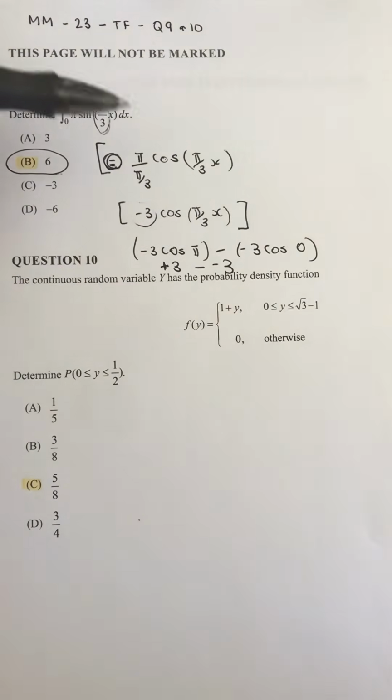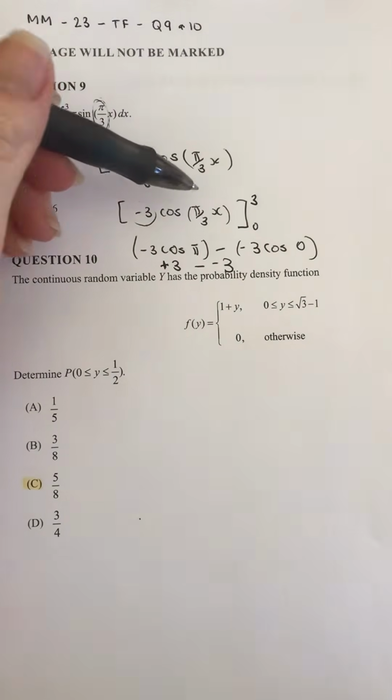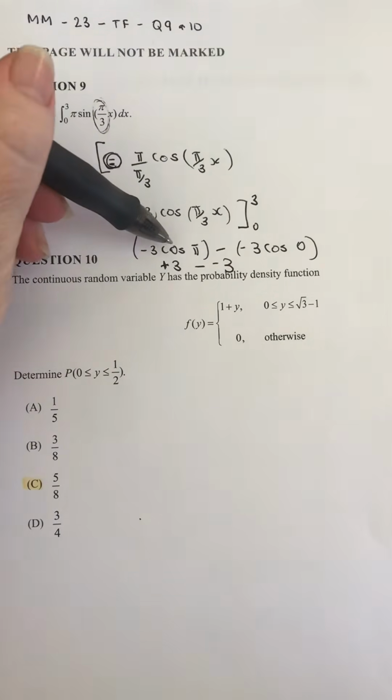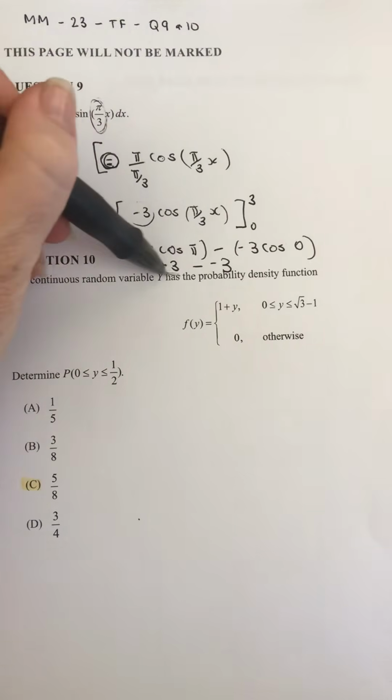So then we're subbing in our 3 and our 0 there. So when we sub in 3, our pi on 3 times 3 is just going to be pi. Negative 3 cos pi is negative 1. Negative 3 times negative 1 gives us positive 3.